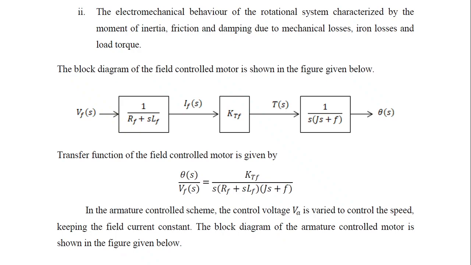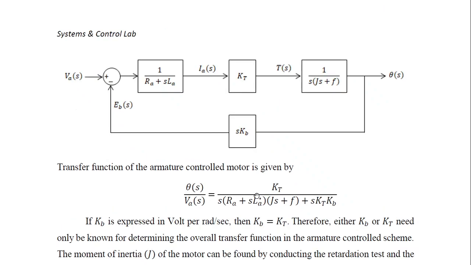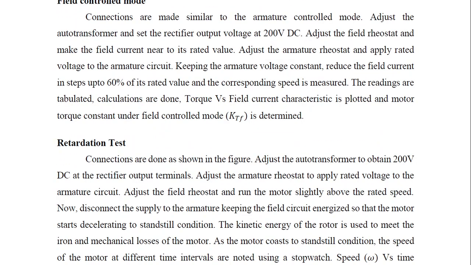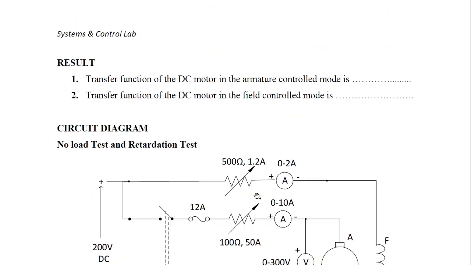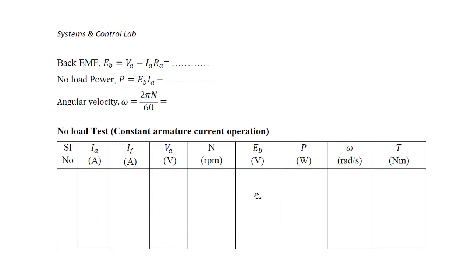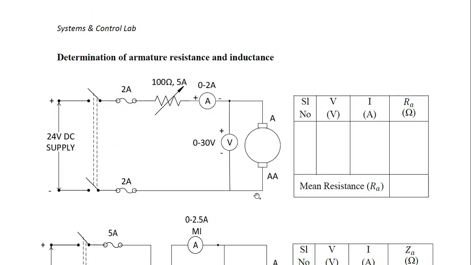For the same machine, the same DC shunt motor, we are conducting the armature controlled mode of operation and the field controlled mode of operation. So J is not going to change. So J we got, then F also is not going to change. Then RF and LF you have to determine.